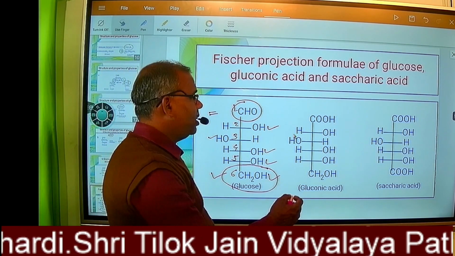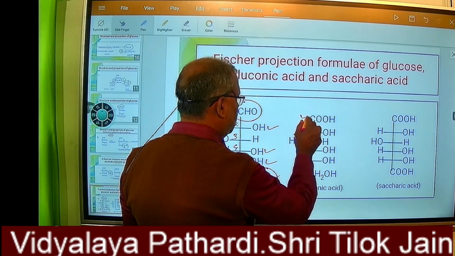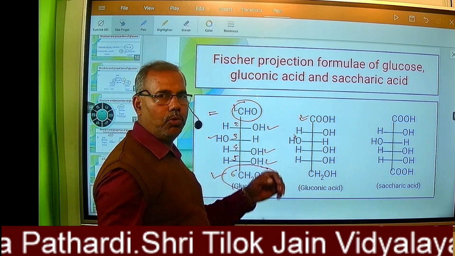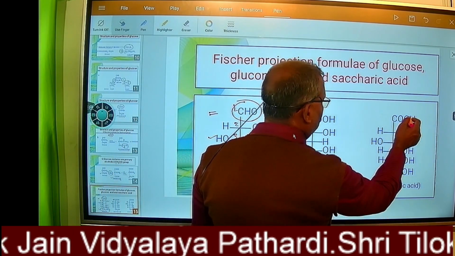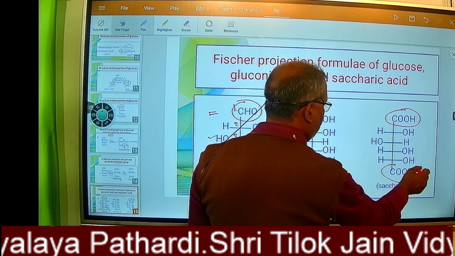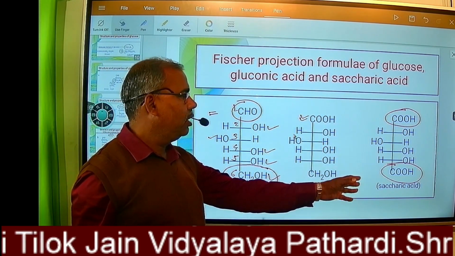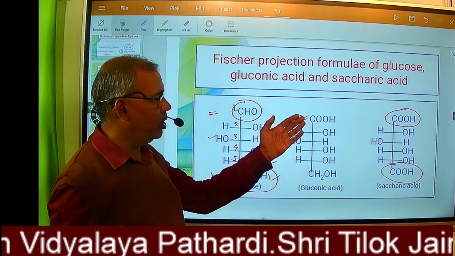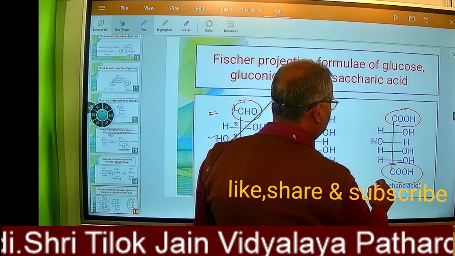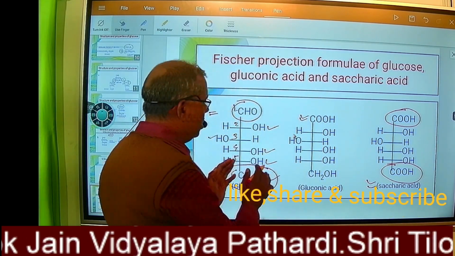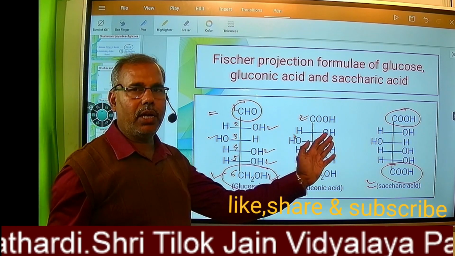The structure of gluconic acid is drawn in the Fischer projection formula. This is the structure of gluconic acid with COOH; CHO is converted into COOH. Other groups are similar. Then saccharic acid has COOH at carbon number 1 and COOH at carbon number 6, which are oxidized. The CHO group and the CH2OH group are oxidized to COOH and COOH, that is carboxylic acid groups. So it is a dicarboxylic acid known as saccharic acid. So these are the structures in Fischer projection formulae of glucose, gluconic acid and saccharic acid.